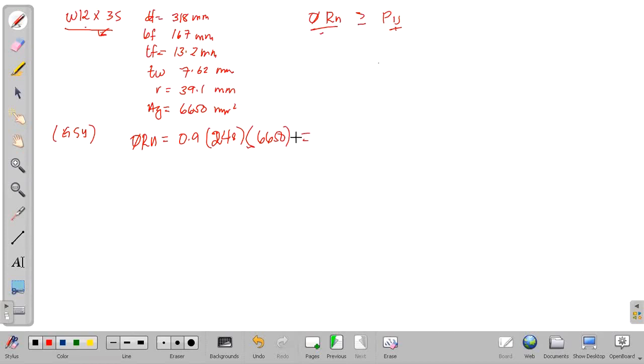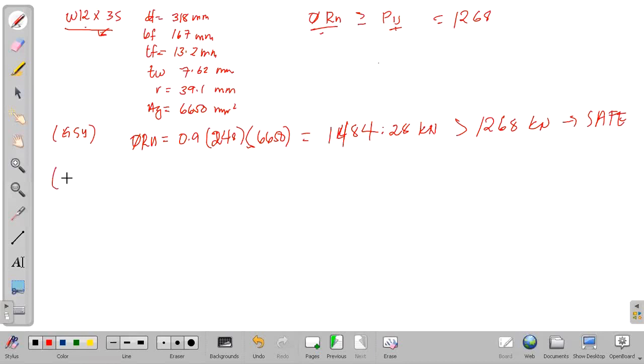Ano yung phi Rn natin dito? Kindly calculate 0.9 times 248 times 6650. 1484280, ma'am. So, 1484.28 kilonewton. Okay. So, yung na-solve natin na design tensile strength natin based on the gross section yielding, ano yung PU natin kanina? PU is 1268 kilonewton. 1484.28 is greater than 1268 kilonewton. So, based on the gross section yielding, yung W12 by 35 is safe. Safe siya sa yielding.